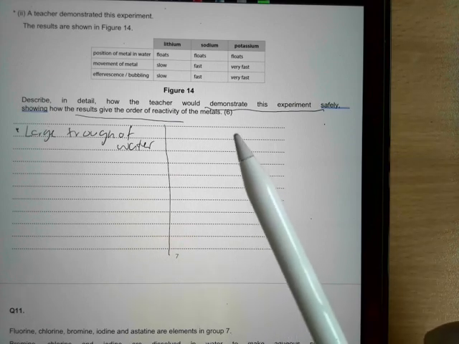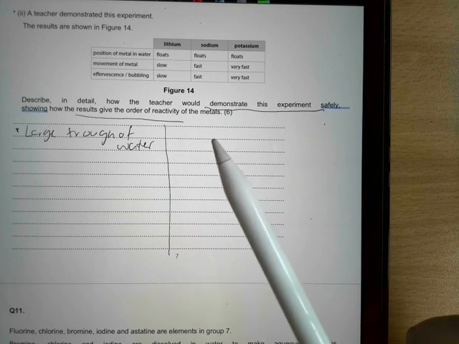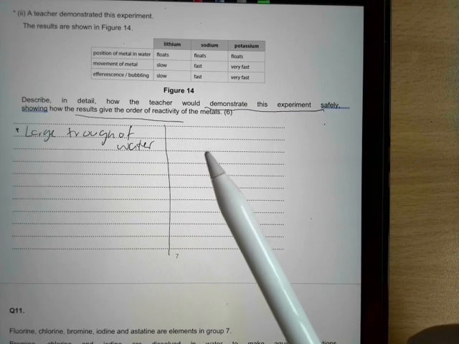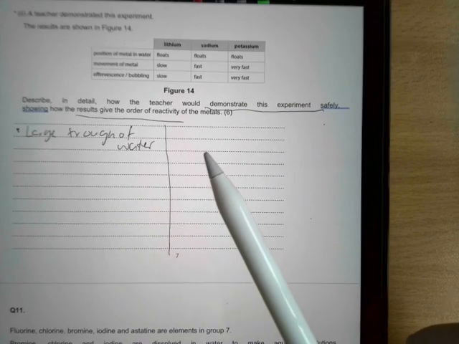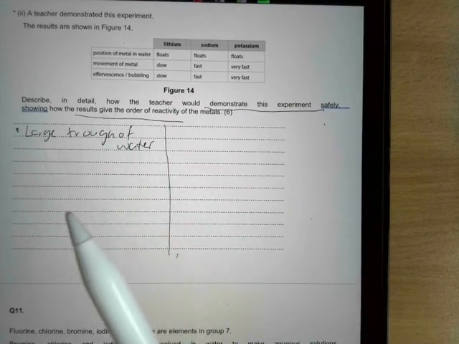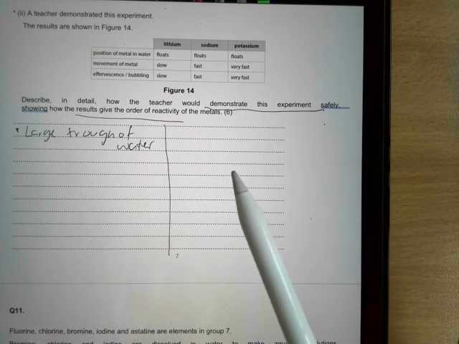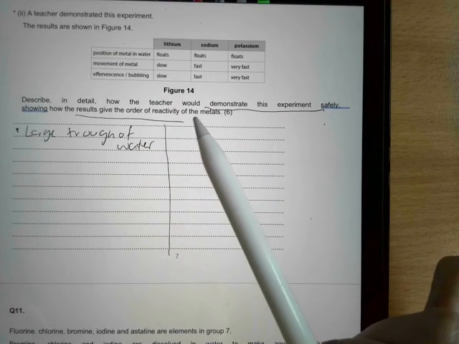These metals again are quite reactive. The teacher wouldn't just pick the metal up with their hand. They're stored under oil, and you'd use little tweezers and you'd pick the metal up and then drop it into the water. You'd also cut very small pieces. You wouldn't take a large lump of potassium metal and drop it into water. I have written a model answer for this in your booklet, and if you look at the mark scheme, it's explained as well.